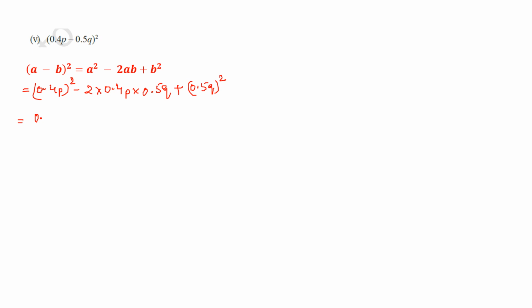So 0.4 whole square will become 0.16p square minus, if I ignore the decimal, you have to multiply 2 into 4 into 5, right? 2 into 4 into 5. So 2 4s are 8, 8 5s are 40. And here you can see after the decimal there is 1 digit, here also 1. So 1 plus 1, 2. So you have to place the decimal point such that after it there are 2 digits. So it will become 0.40pq, plus 0.5 whole square will give me 0.25q square.